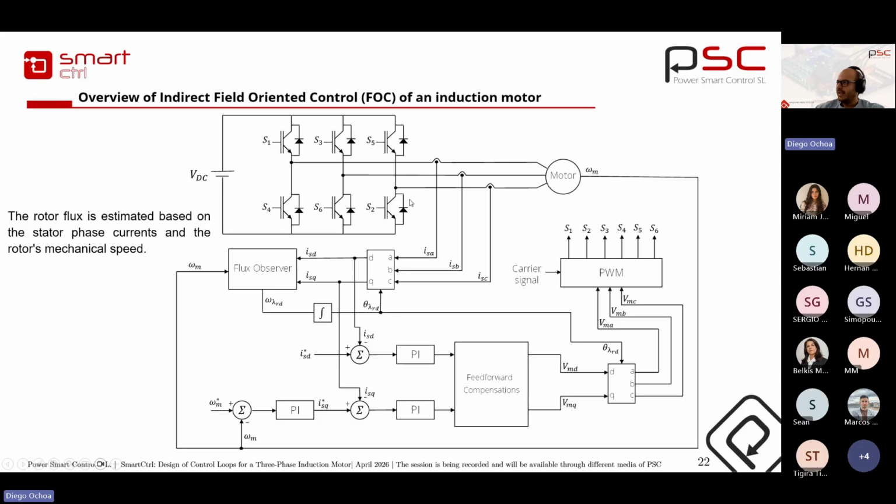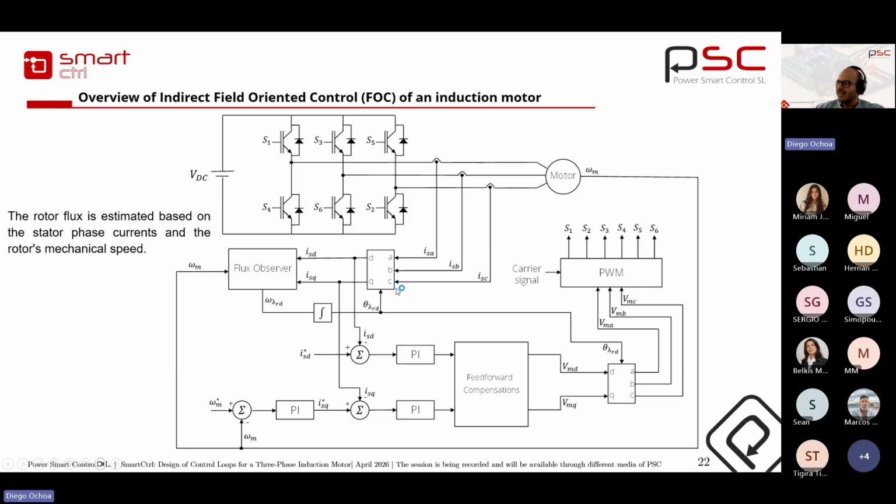This is the typical control structure of the indirect field oriented control of an induction machine. We have a three-phase inverter, and the first thing we have to sense is the three-phase current. As you can see here, we have a Park transformation in order to pass from the ABC to the DQ axes. But one of the problems is that we have to know the phase.